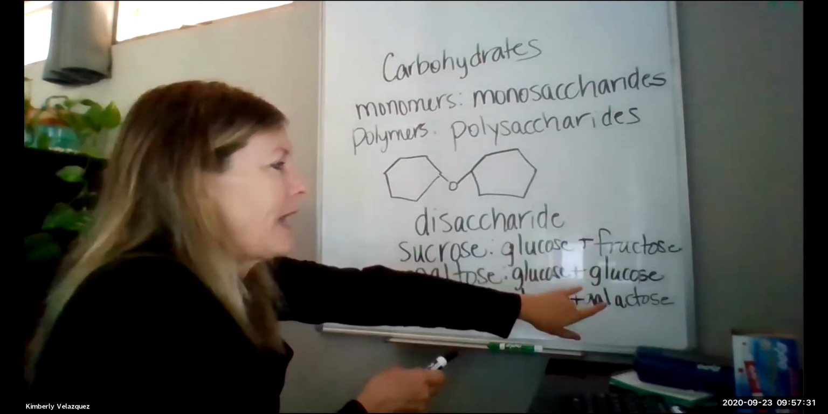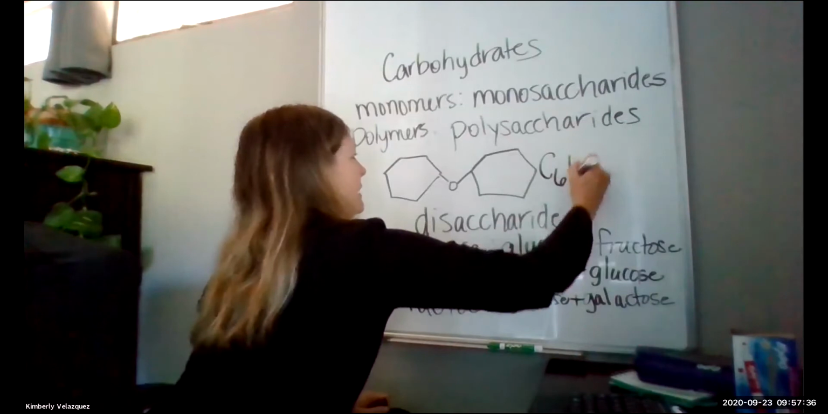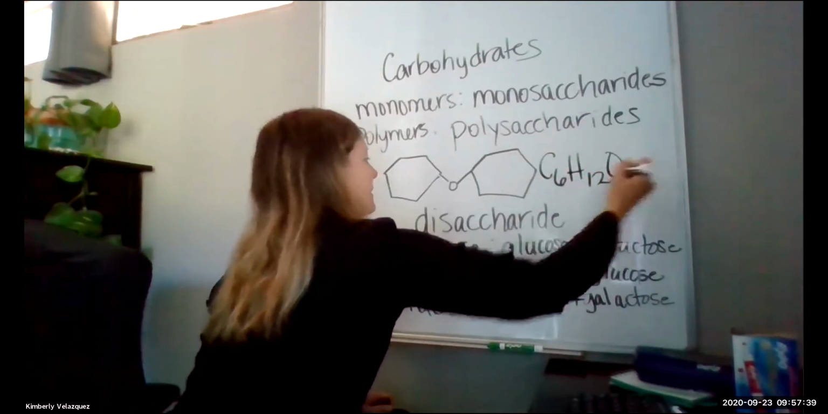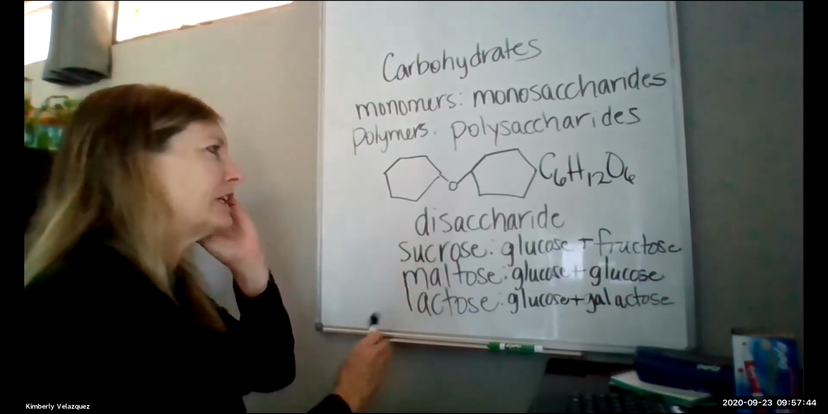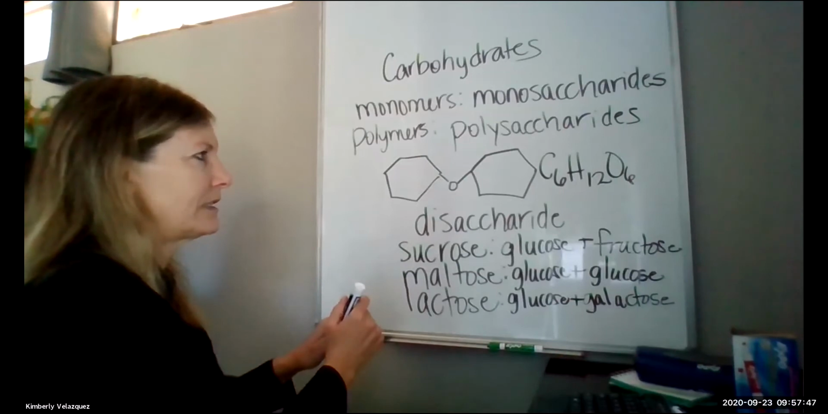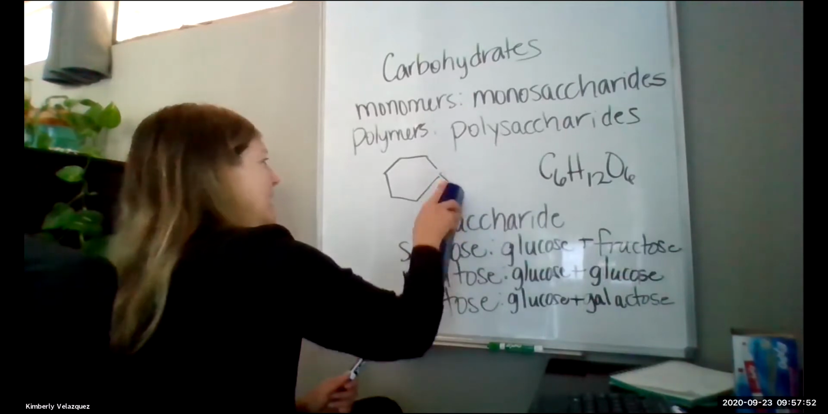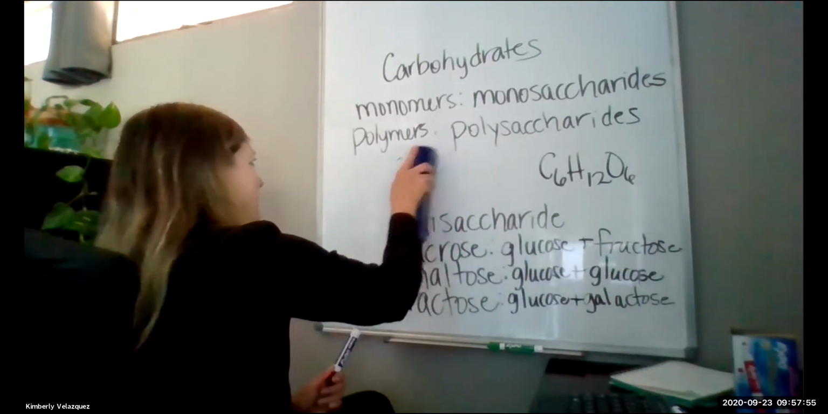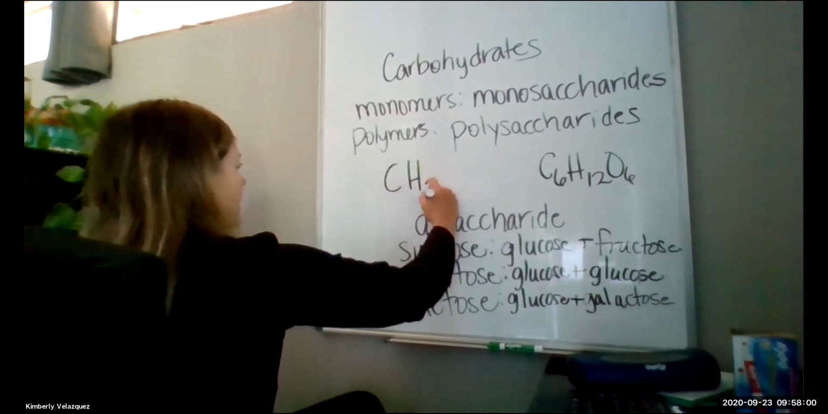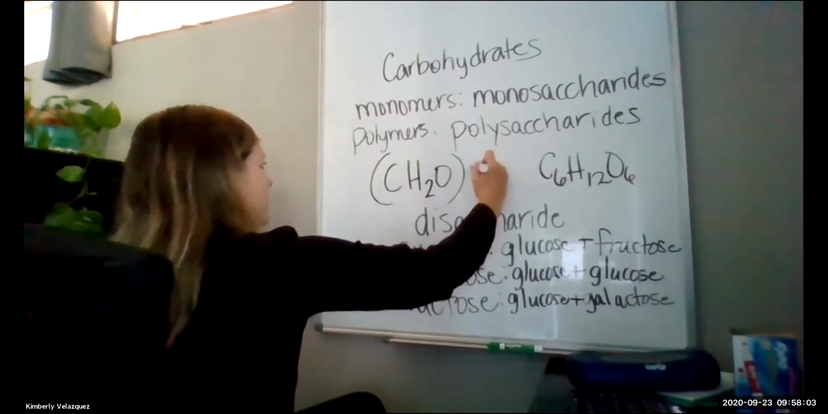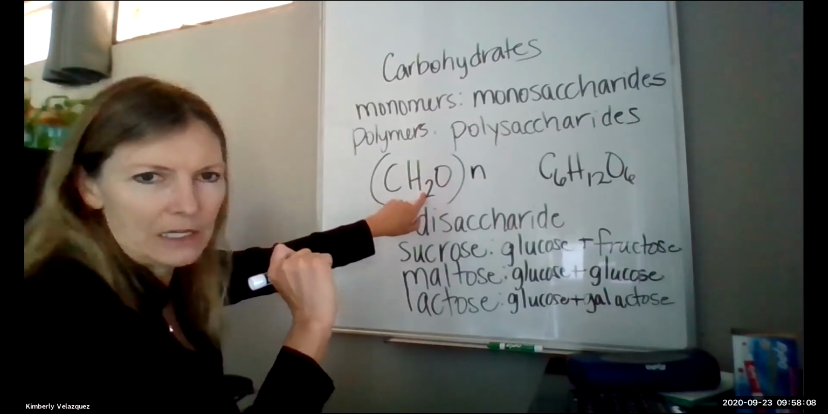So glucose, fructose, galactose are all structural isomers. They're all three C6H12O6. And that's the general chemical formula ratio for any monosaccharide. All monosaccharides have the general formula of having twice as many hydrogens as carbons and oxygens. So it's often written as CH2O times some number. So you have equal number of carbon and oxygen and then twice as many hydrogens.